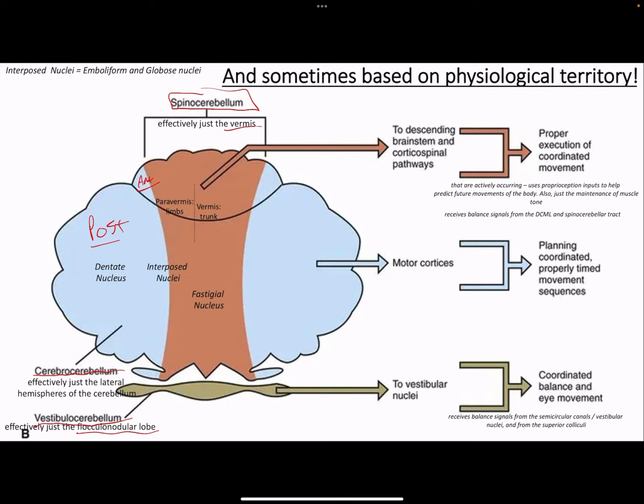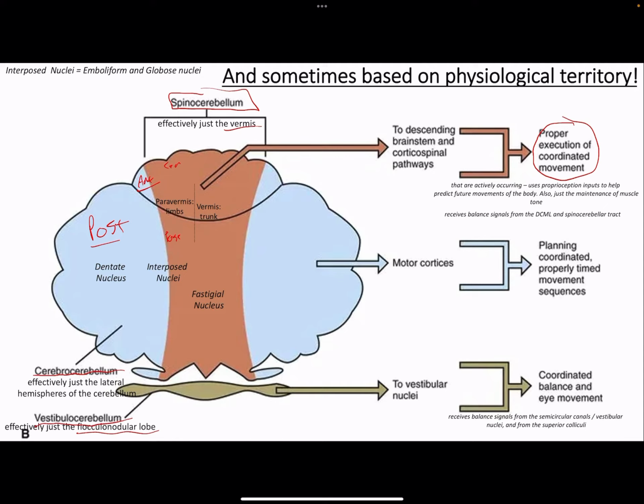So notice the spinocerebellum is going to pick up a little bit of the posterior and the cerebellum as well. But this is probably a better physiological way of thinking through it. So the spinocerebellum is for properly executing coordinated movement. So this is something that's actively occurring, right? Like I'm walking down the street, and my cerebellum is helping input each of my steps so that I don't look silly and trip.